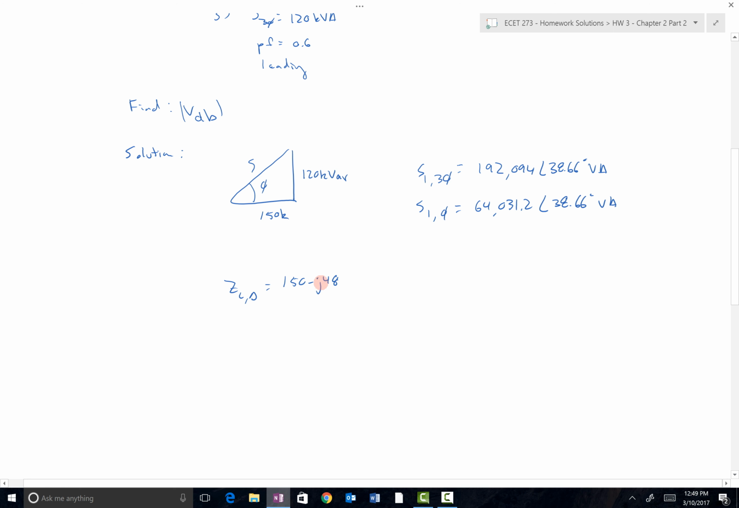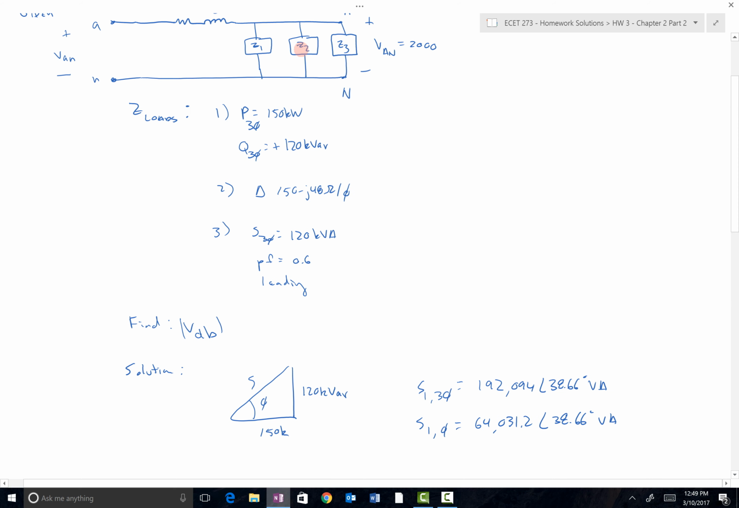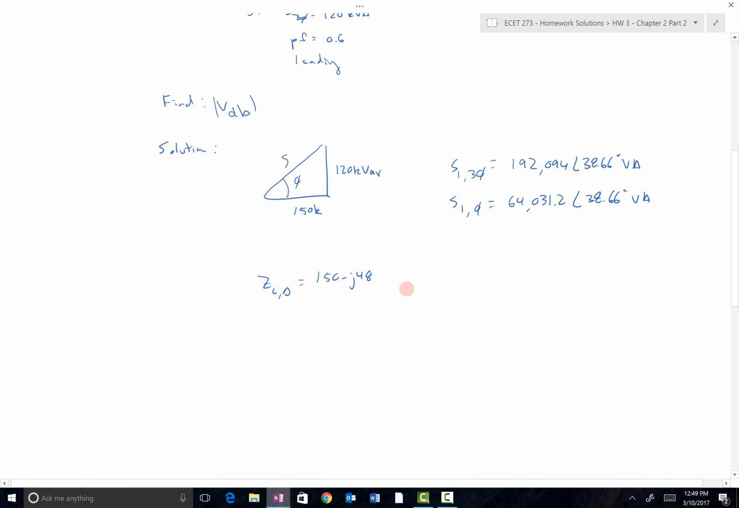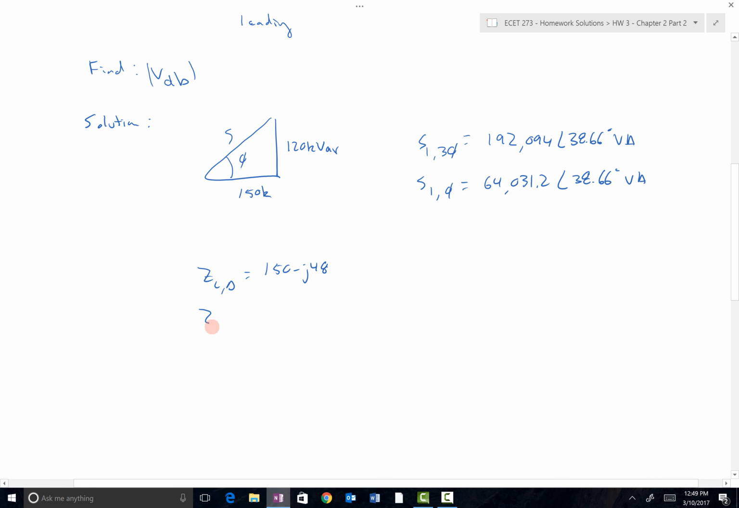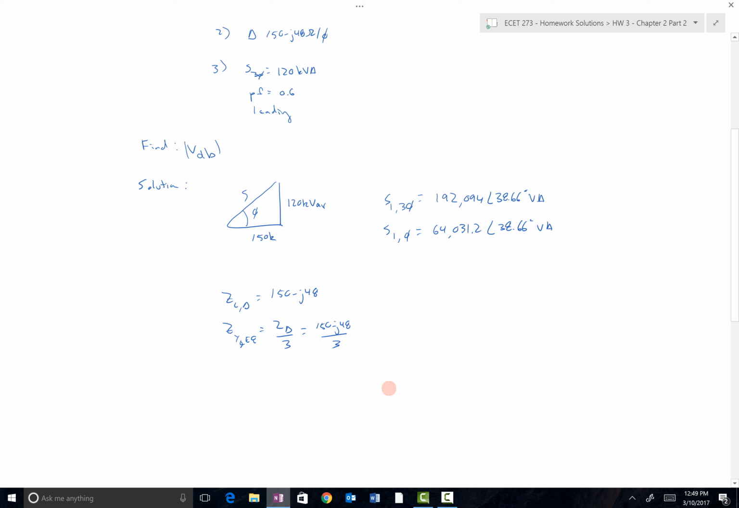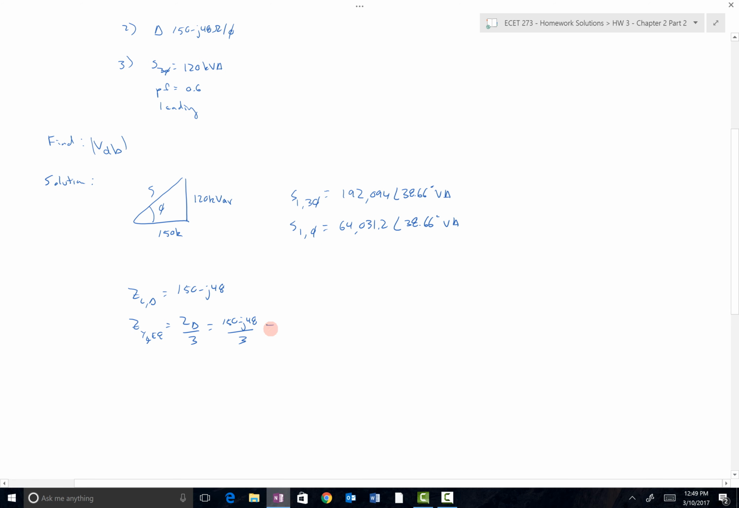So there's two ways to do that. I can either analyze this as a delta circuit using the line voltage and the delta impedance, or I can analyze this as a Y circuit using the phase voltage and a Y equivalent impedance. So since I drew a single phase equivalent model up here, I'm going to go ahead and convert this over to a Y equivalent model. To do that, Z Y equivalent is equal to Z delta over 3. So that's 150 minus J48 divided by 3, and so that's going to give me 50 minus J16 ohms.